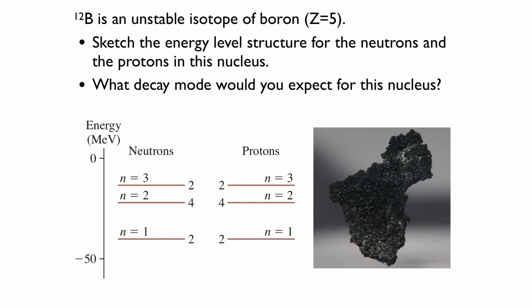The other thing we're going to do is we're going to try our hand at drawing some energy level diagrams, and it turns out boron-12 is a stable isotope of boron. We can sketch an energy level structure for the neutrons and the protons, and then decide what decay mode you would expect, and maybe it's stable, maybe it's not. Stay tuned, and we'll talk about that in class.